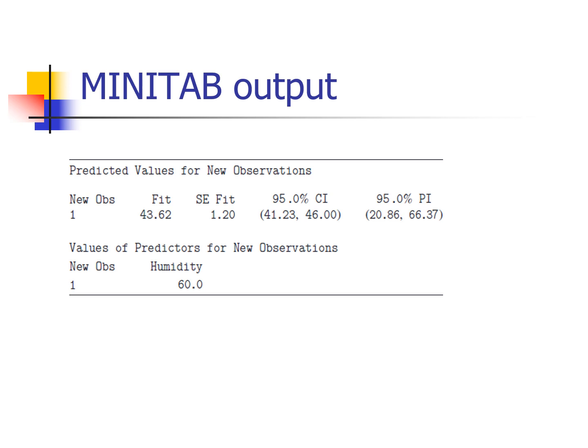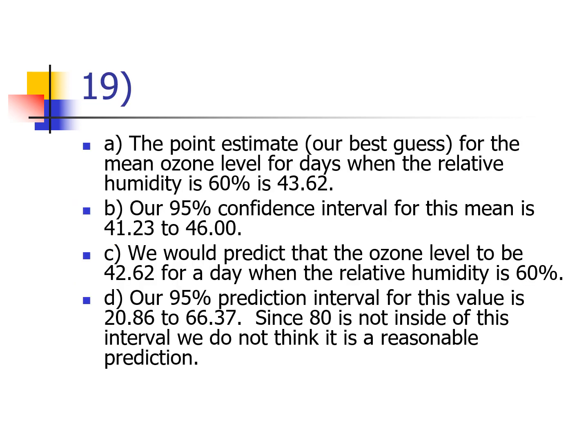Probably I summarized that on the next slide. Let's go take a look. Yeah, so I think this is everything I just said. I'll let you read through. Our point estimate, our best guess, that's the thing that was called fit, for the mean ozone level for days when the relative humidity is 60% is 43.62. The interval is 41.23 to 46. Also, we would predict the ozone level to be 40.